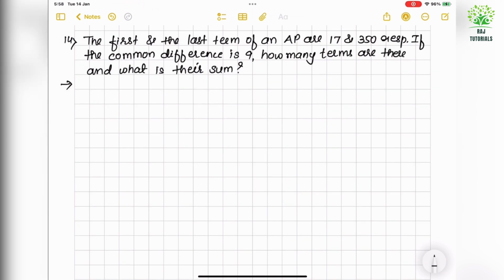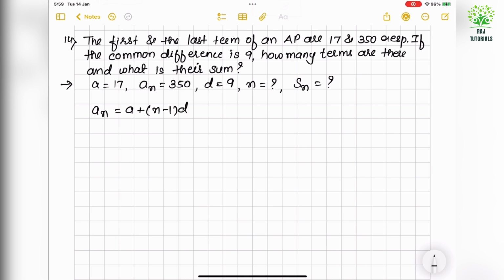Now the next question says the first and the last term of an AP are 17 and 350. So first term means a is 17, an is 350, or last term l, both you can write. And the common difference is 9. How many terms? So I need to find n and what is their sum. So Sn, both I have to find. So first, an equal to a plus (n minus 1)d. So an is 350 equal to a plus (n minus 1)d. So d is 9.